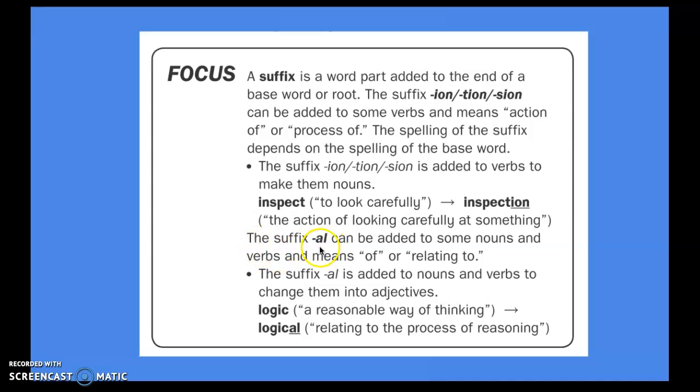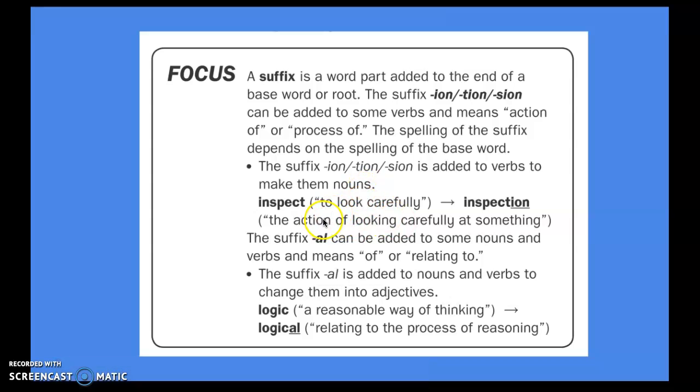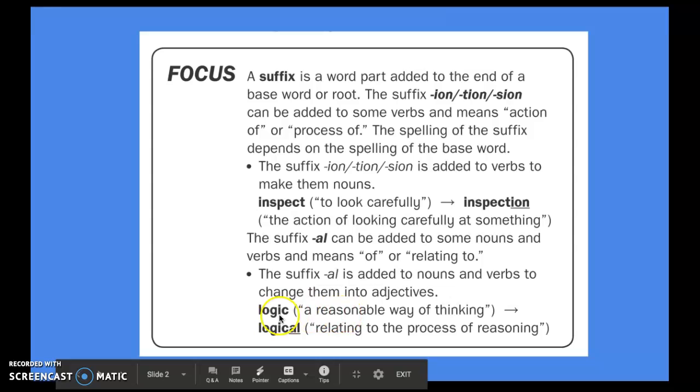The suffix al can be added to some nouns and verbs and means of or relating to. The suffix al is added to nouns and verbs to change them to adjectives. So for this one, we're going to go from verbs to nouns. And down here, we're going to go from either a noun or a verb, and we're going to change it to an adjective. Okay?